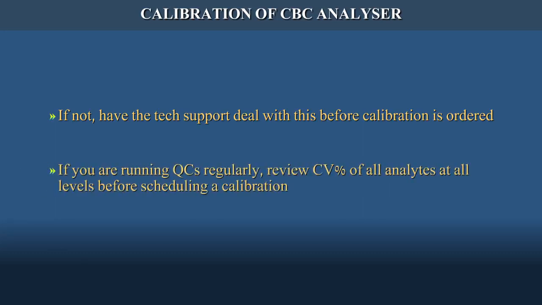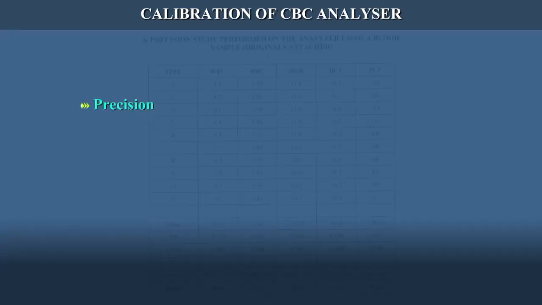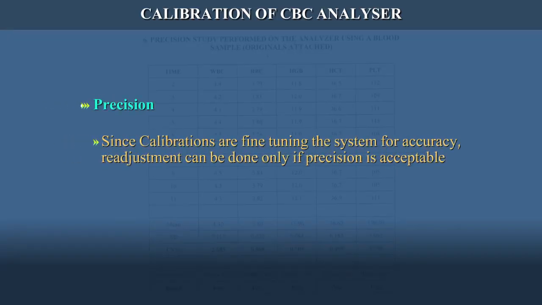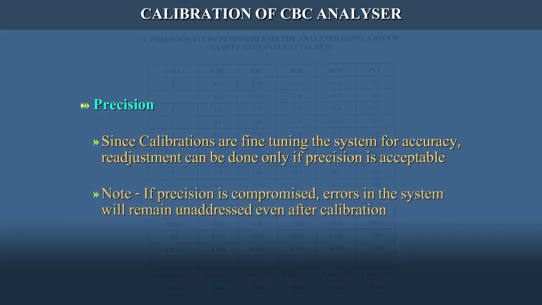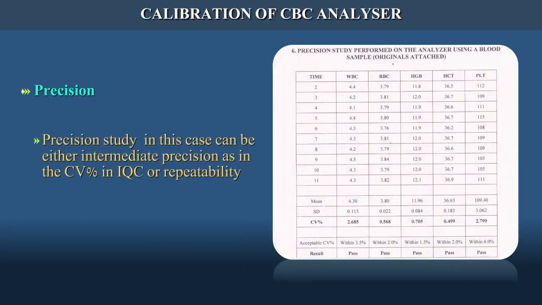If you are running QCs regularly, review CV percentage of all analytes at all levels before scheduling a calibration. Precision. Since calibrations are fine-tuning the system for accuracy, readjustment can be done only if precision is acceptable. Note, if precision is compromised, errors in the system will remain unaddressed even after calibration. Precision study in this case can either be intermediate precision as in CV% in IQC or repeatability. Refer to QC module for details.